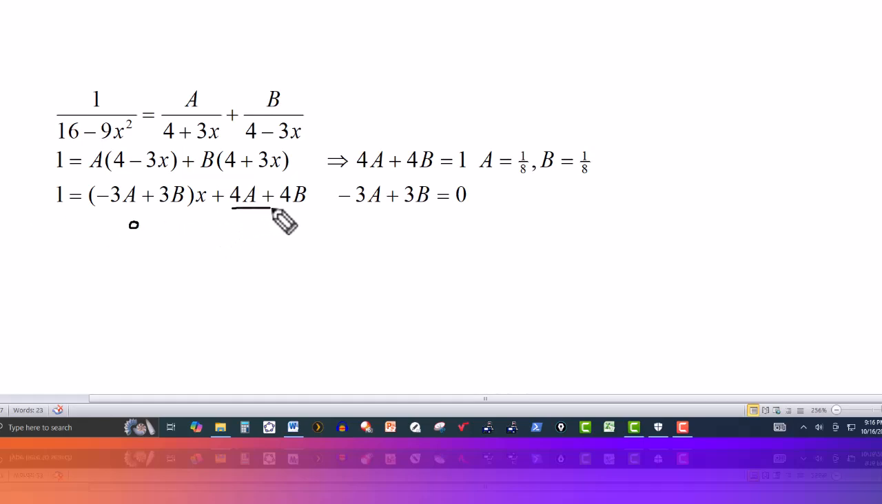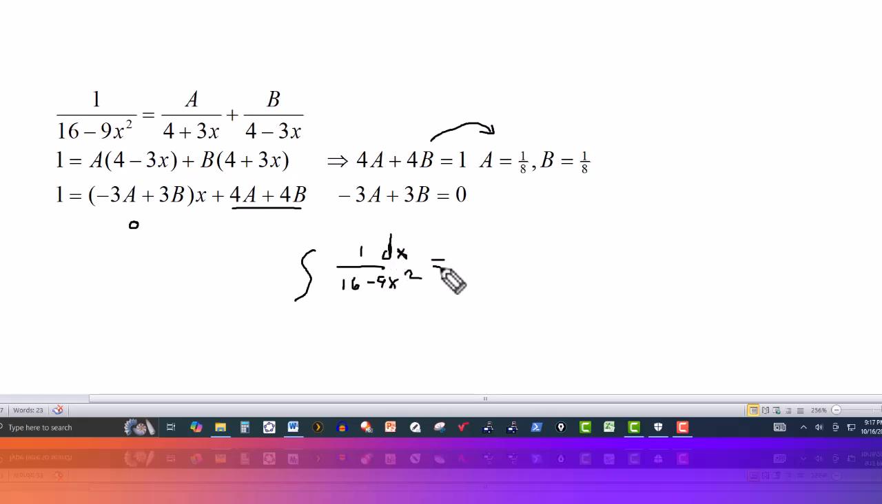And then this doesn't have an x, so this is considered to be a constant. What's the constant on the left side? 1. So 4a plus 4b has to be 1, and minus 3a plus 3b has to be 0. Then it's just a simple solution using elimination. You can use any method you want, but you can solve it easily by elimination. You get a equal to 1/8 and b equal to 1/8.